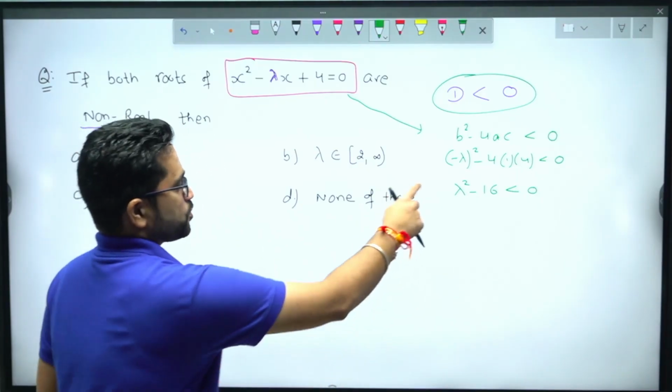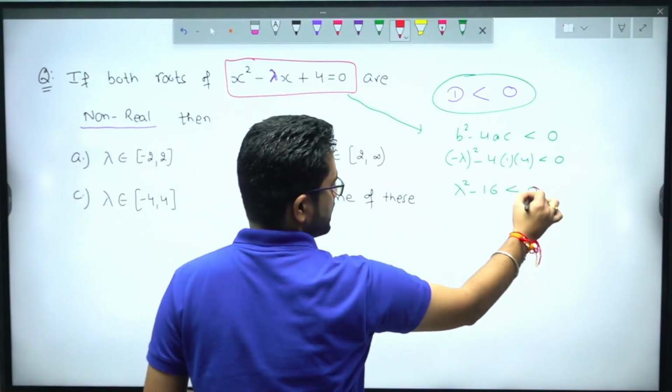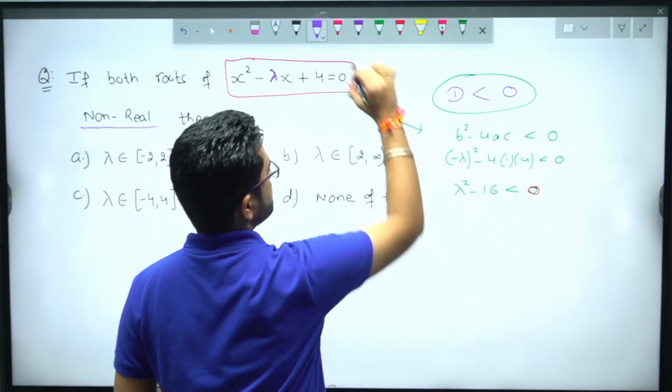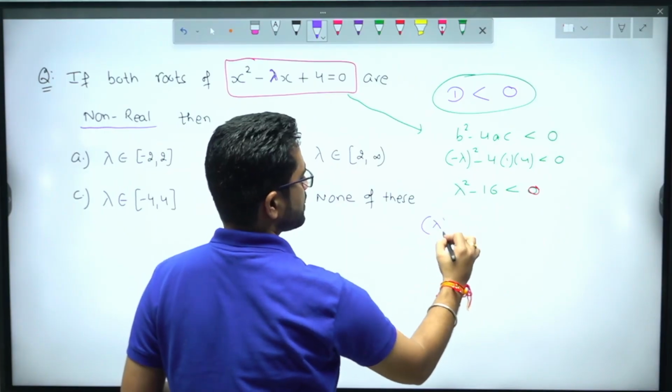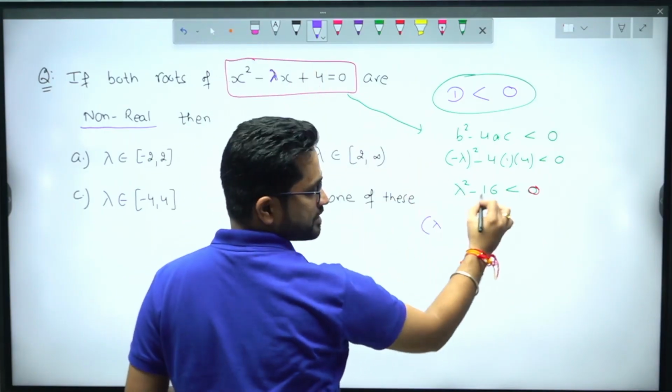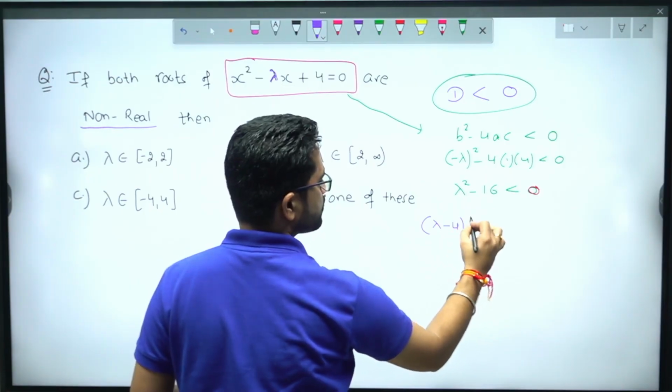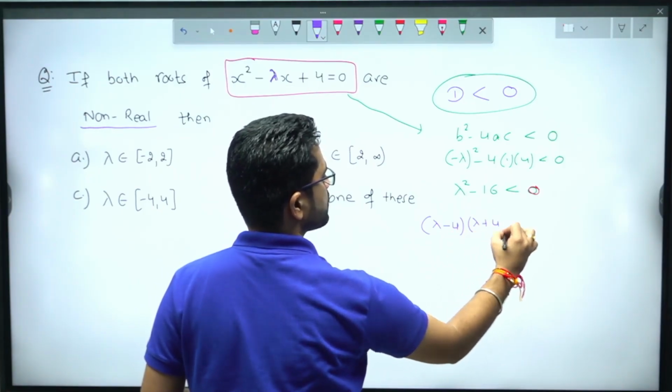Okay, so first check the right hand side is 0. Yes. Next, we need to make sure the left hand side is written as linear factors. So lambda square minus 16 can be written as lambda minus 4 and lambda plus 4. All right.